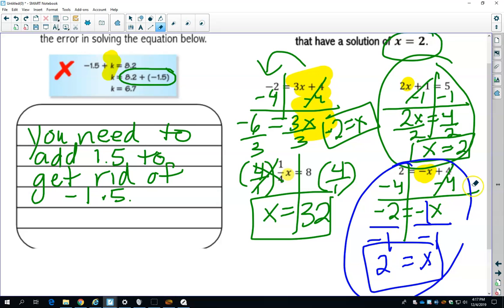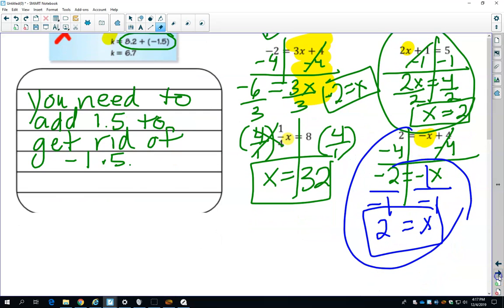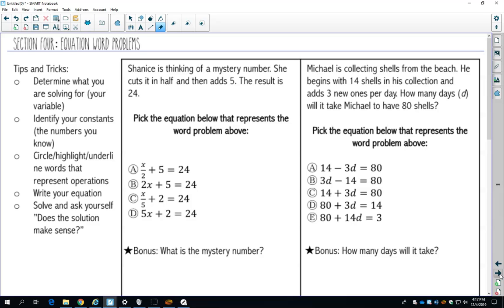All right, let's go on to our next problem. So now we're looking at word problems. So make sure you read over these tips and tricks. We're highlighting, writing our equations. We have to figure out, does it make sense? And then really important, if I go back here to the beginning, we're trying to figure out the variable. So if we read this together, Shanice is thinking of a mystery number. She cuts it in half and then adds 5.